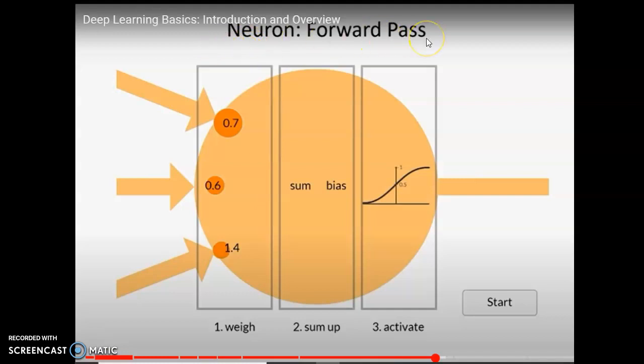New run, forward pass. 0.7, 0.6, 1.4. This is the weight. Some bias, sum up. Here three activated, 1.5.